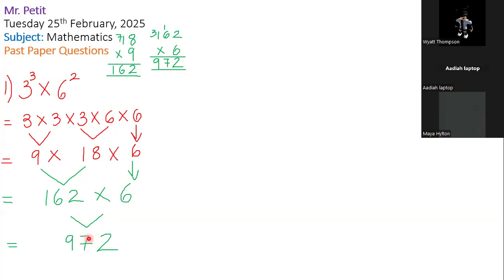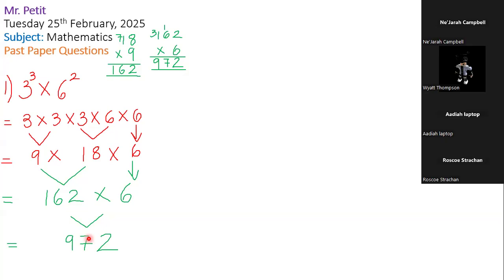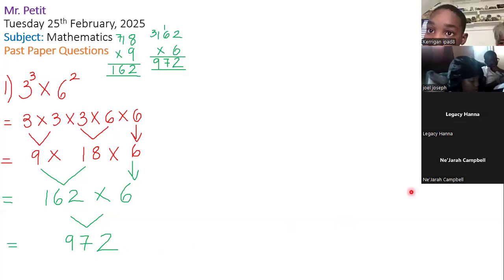Adaya, explain how we got 972. Good afternoon, Mr. Afternoon. Where's Adaya? Adaya, can you hear me? Adaya, are you there? I can't hear from Adaya.